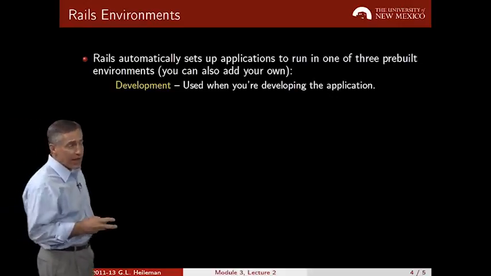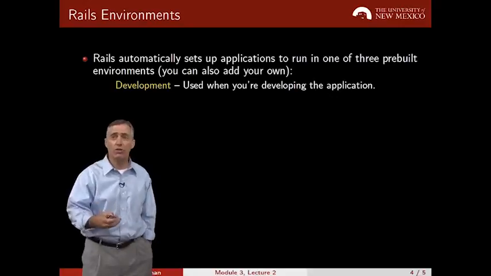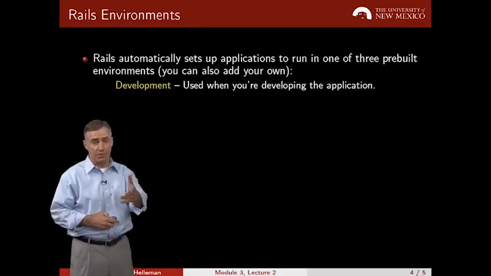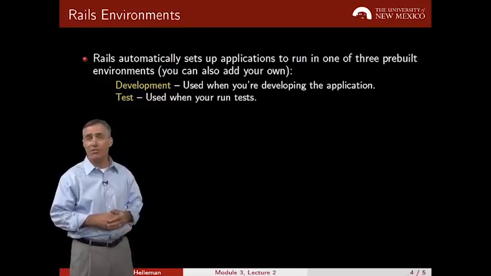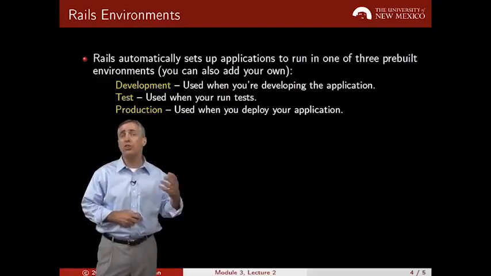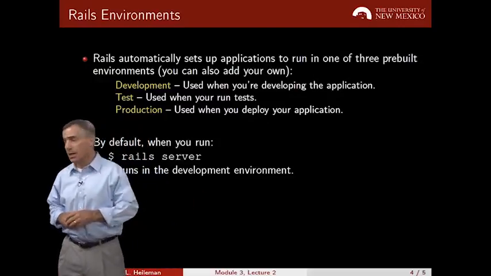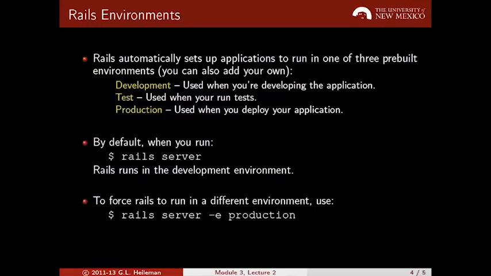Now, Rails automatically is set up to run in 3 different environments. When you ran the rails new command to create the blog, it created a development environment that you can use when you're developing your application, a test environment that you use to run tests, and then a production environment which is used when you deploy your application. Now, by default, when you run rails server, you're running in the development environment. If you'd like to run in a different environment, here's how to do it to run in the production environment. You say rails server -e production, for environment.